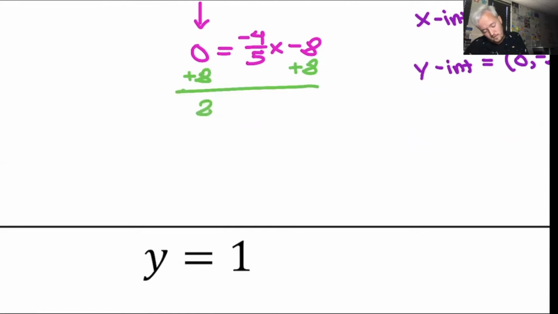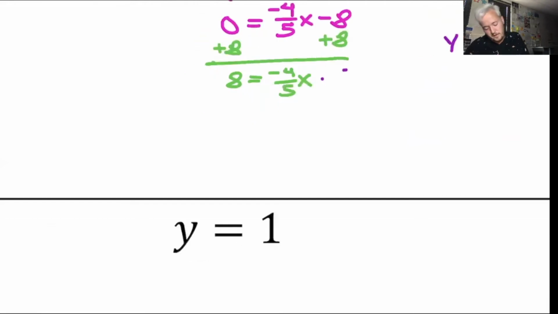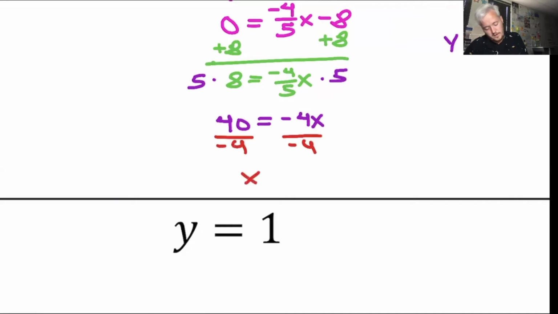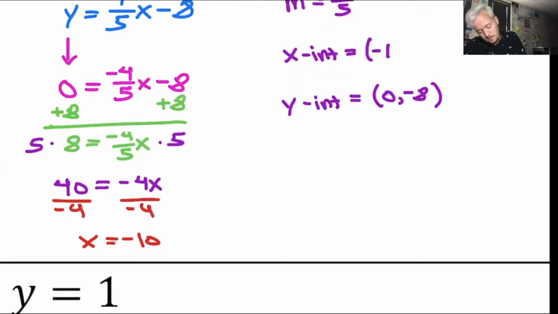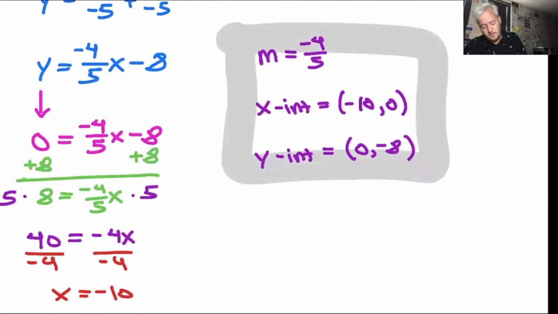So I'm going to have 8 equals -4/5 x. On both sides, I'm going to multiply by 5. So I'm going to have 40 equals -4x. Divide by -4. So x is going to equal -10. So as an x-intercept, that point would be -10, 0. So this is all my information that I need.